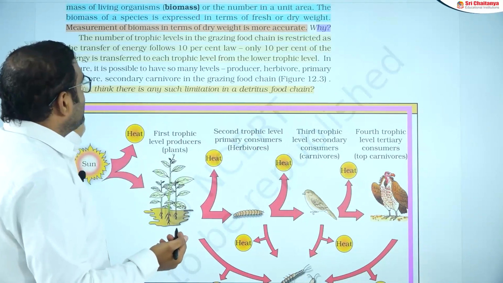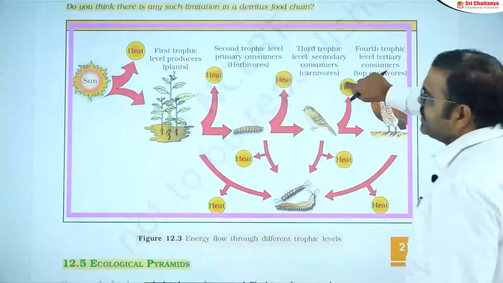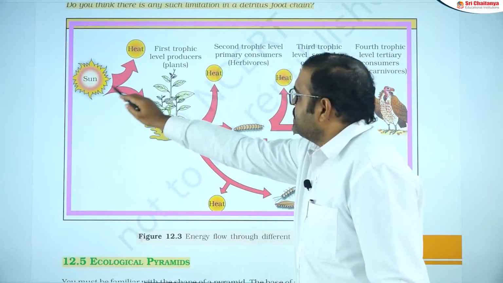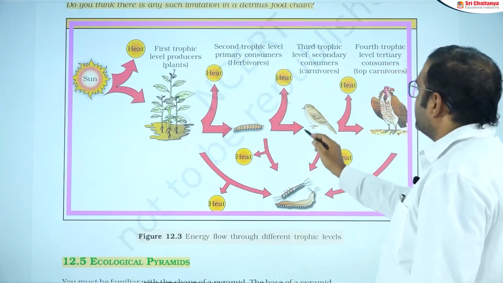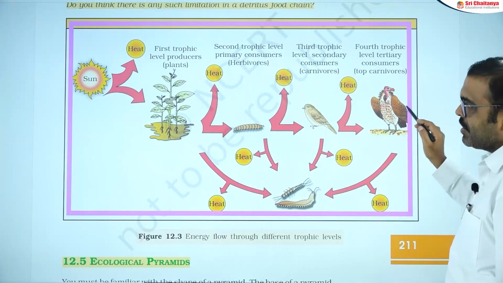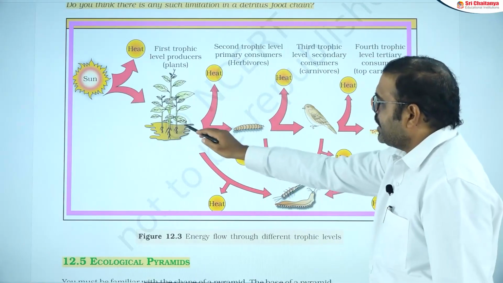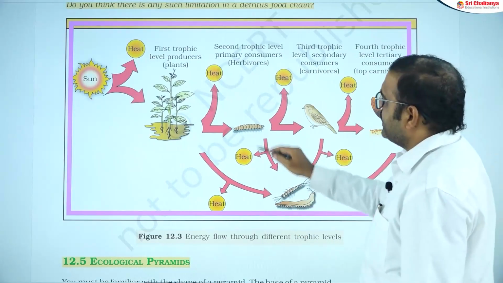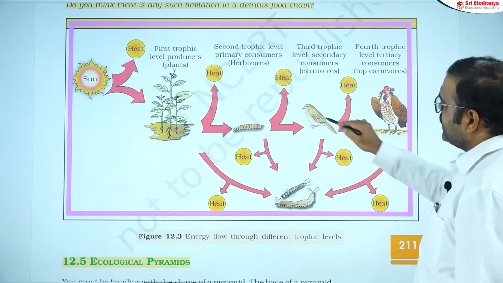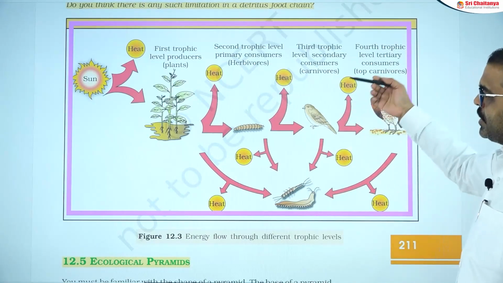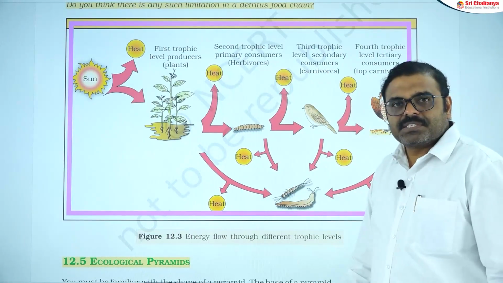But in the case of the detritus food chain, there is one specific point. This is the grazing food chain you can find here: from the plant to insects to birds to eagle or some final carnivore. But in the detritus food chain, the dead matter from the plant, or dead matter from the insects, can maintain the cycle, and every time a new beginning of the detritus food chain takes place.